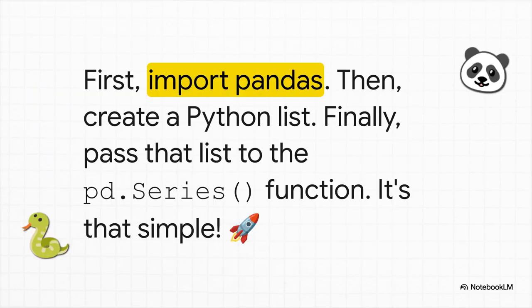The best part? Making one is super easy. The recipe is always the same. First, you gotta import the Pandas library, and we give it the classic nickname pd. Then, you just make a regular old Python list with your numbers. And finally, you just hand that list over to pd.Series. And that's it. You've officially created your first Pandas series.